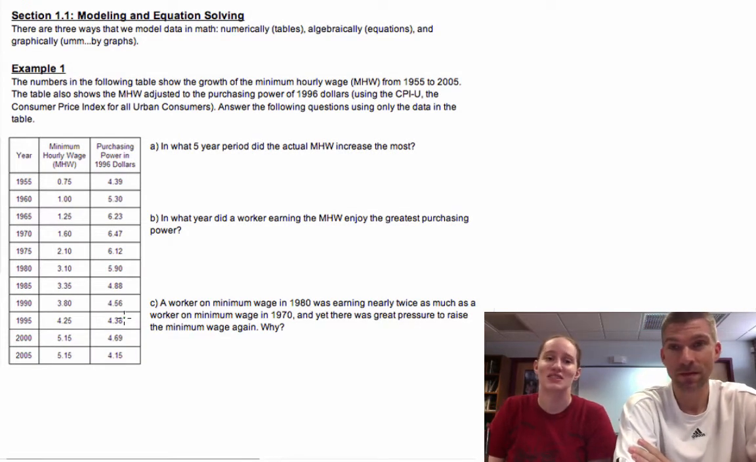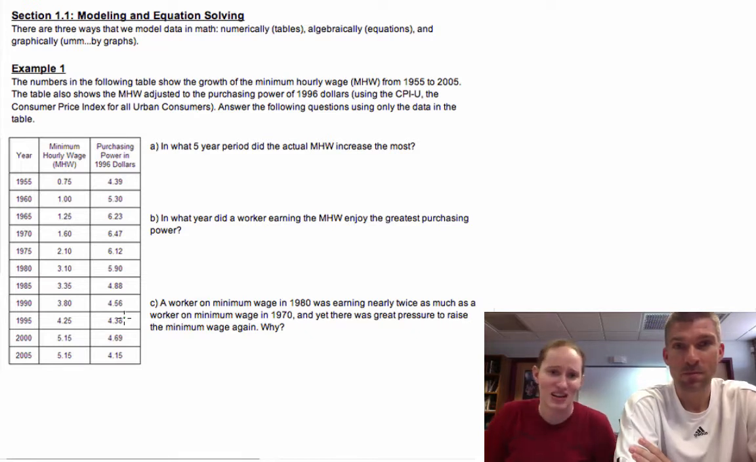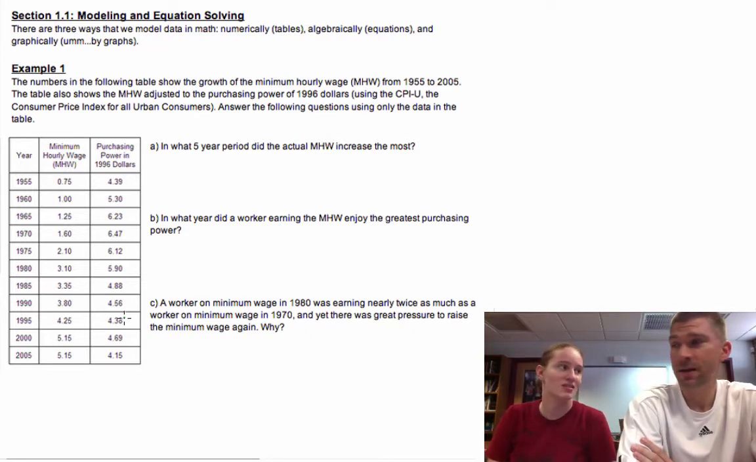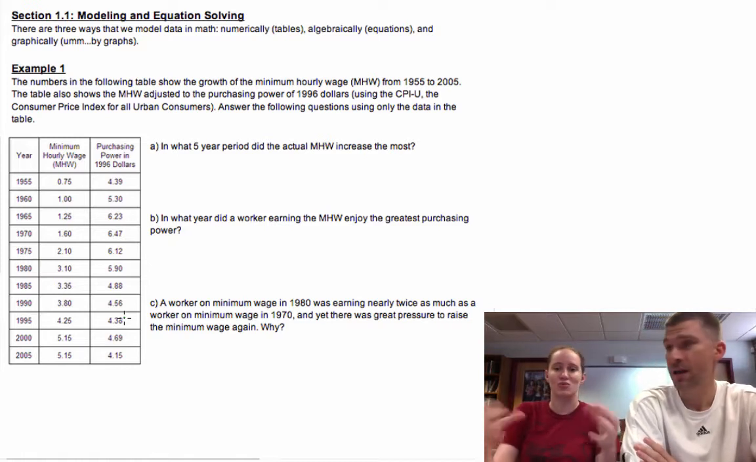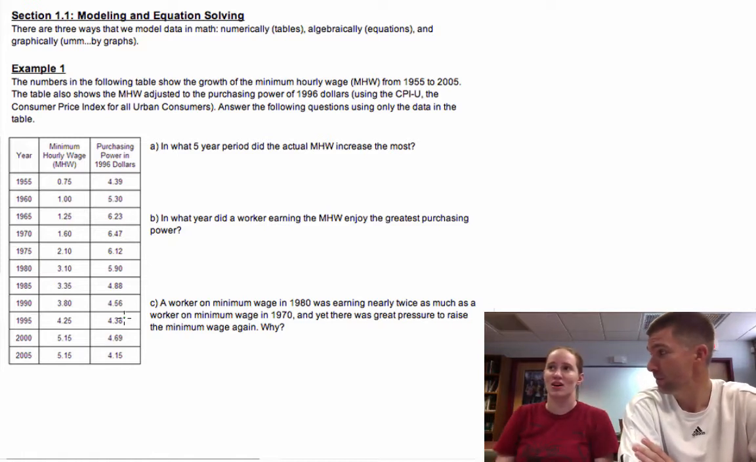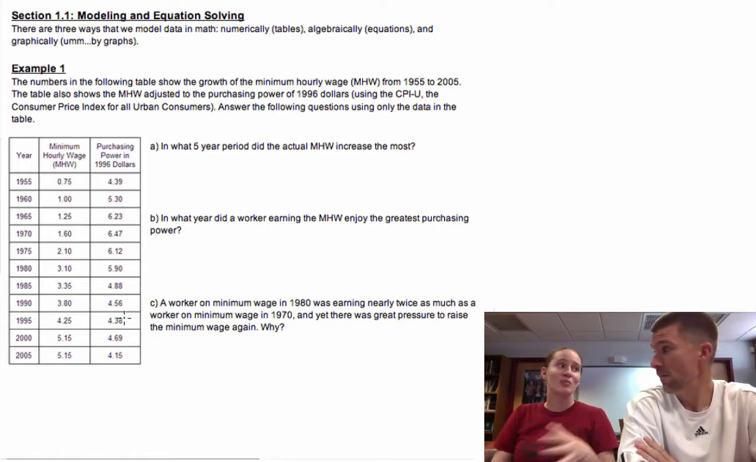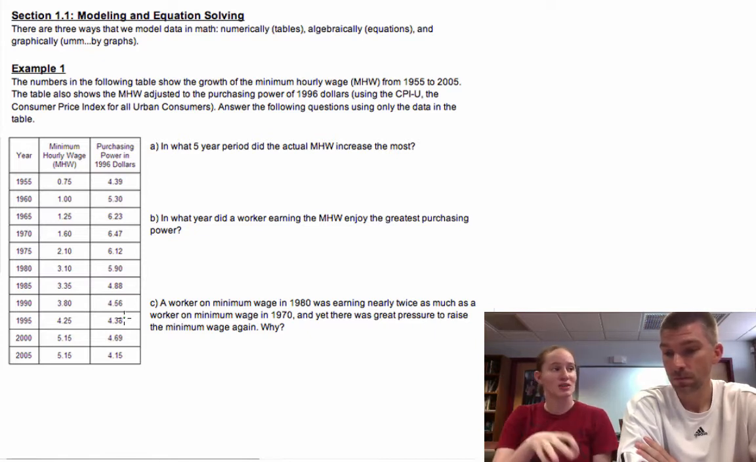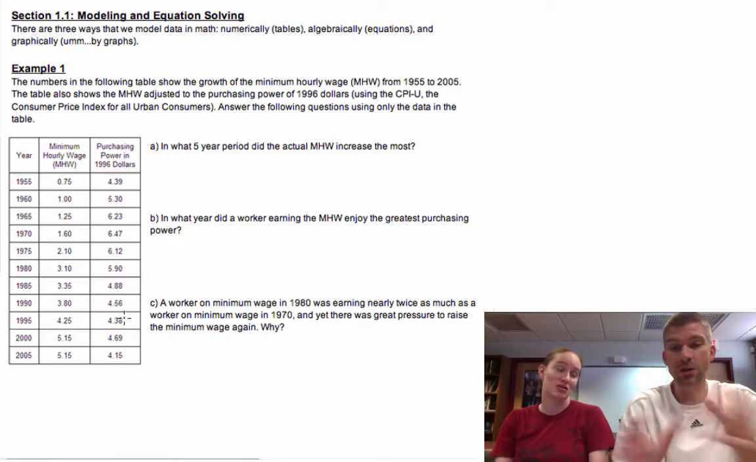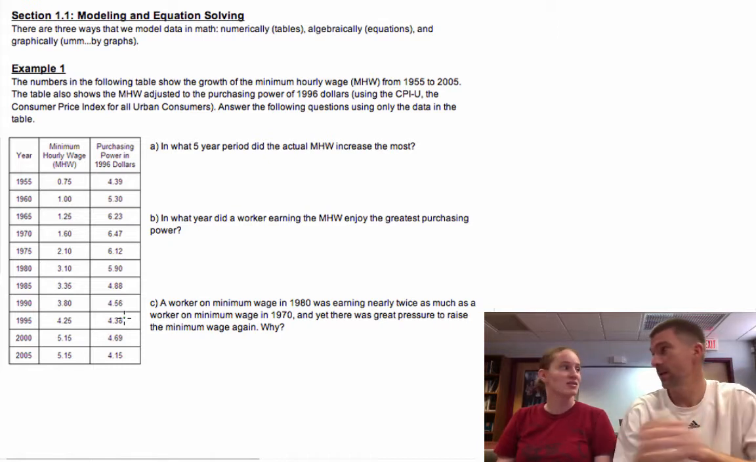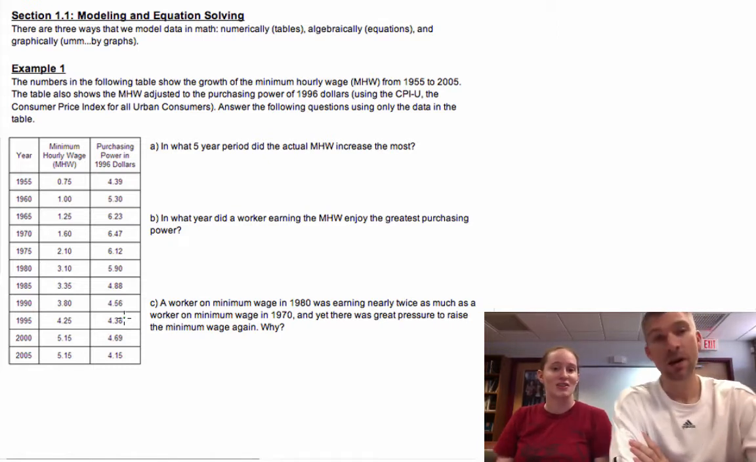For the first section of the year, section 1.1, we're going to do modeling and equation solving. Now, modeling is not like walking the catwalk in New York City. It's a little different. Oh, I thought you were going to talk about a clay model. Well, it's not that either. Although in some ways it is similar to a clay model, because you are representing something with something else, and you have to use your hands to mold it correctly. All right, let's dive in.